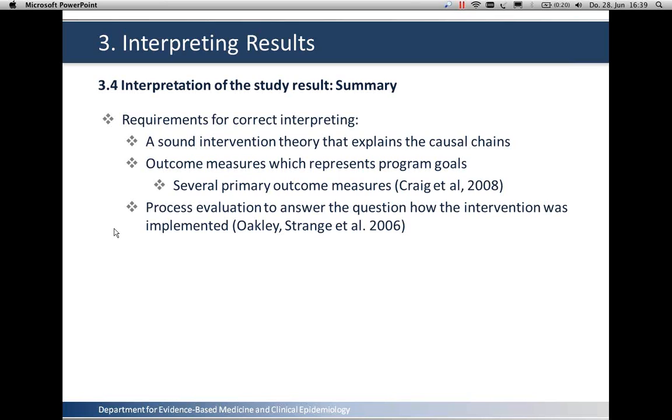To sum up the study results, the requirements for correct interpretation. The first is, once again, a sound intervention theory that explains the causal changes. The model I brought before, the Swiss model of outcome classification, could be a good guideline for this intervention theory. It's important that outcome measures represent program goals. I think this is obvious. And even in complex interventions, there should be more than one primary outcome. Even the Medical Research Council in its guideline about evaluation of complex interventions made this clear. And it is necessary to have a process evaluation ongoing beside the cluster RCT to know how the intervention was implemented.